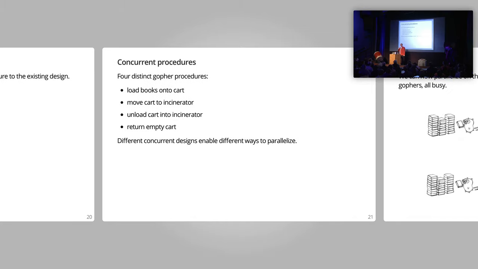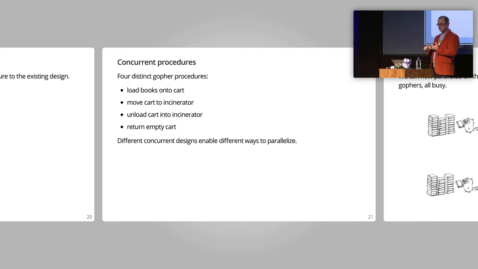So we have four concurrent procedures running here, right? There's a gopher that loads things into the cart. There's a gopher that takes the cart and trucks it across towards the incinerator. There's another gopher who's unloading the cart's contents into the incinerator. And there's a fourth gopher who's returning the empty carts back. And you can think of these as independent procedures, just running as independent things completely. And we just compose those in parallel to construct the entire program solution.